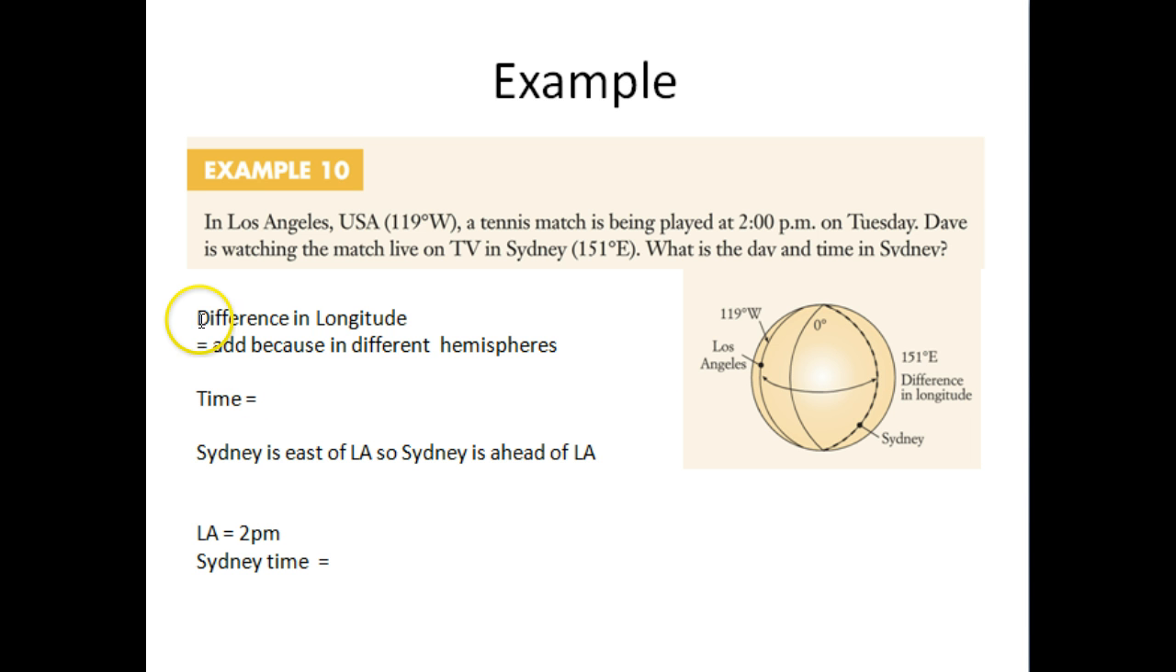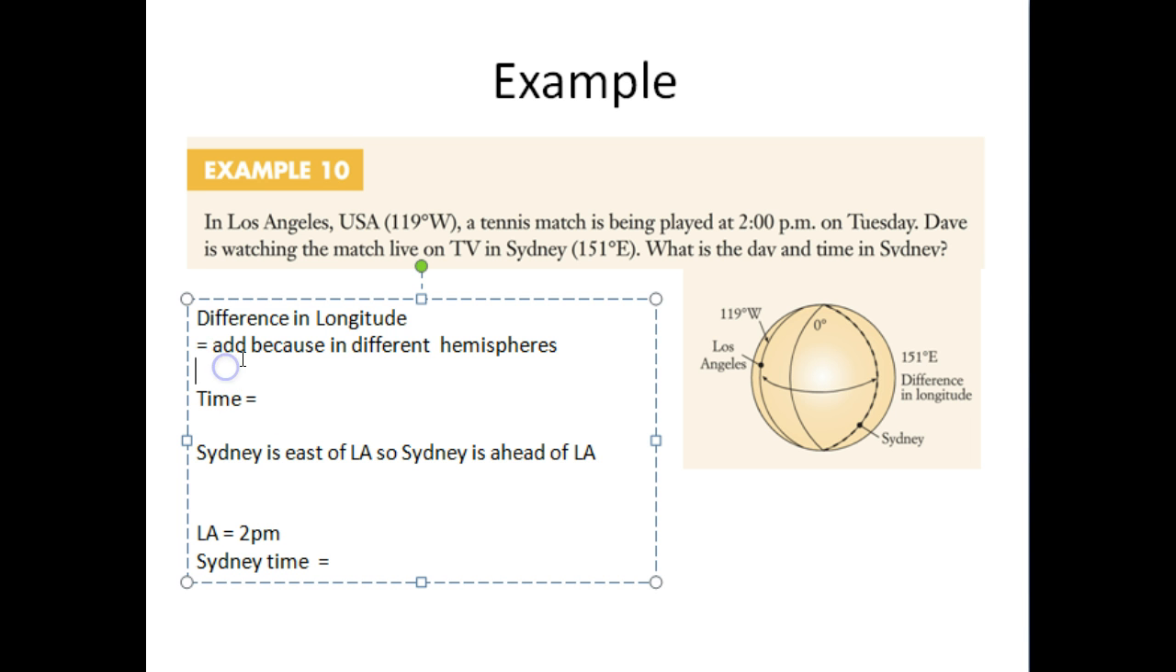The first thing we need to do is calculate the difference in longitude. Because they're in different hemispheres, we need to add them together. So 119 plus 151 gives you 270 degrees. So there's a 270 degrees difference between the two cities. Now we need to calculate the time. Remember I said before it's 15 degrees for every hour. We want to know how many hours difference between the two. So I'm going to do 270 divided by 15, which gives me 18 hours.